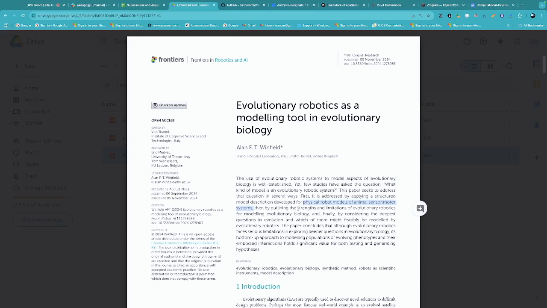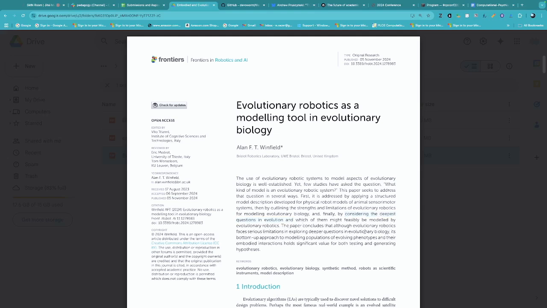Then we outline the strengths and limitations of evolutionary robotics for modeling evolutionary biology, which we talked about before. And then we consider the deepest questions in evolution, which I guess are, how do these agents evolve? What are their points of common ancestry, etc.? What is their phylogeny? And also you could answer questions in Evo-Devo, or the evolution and development.